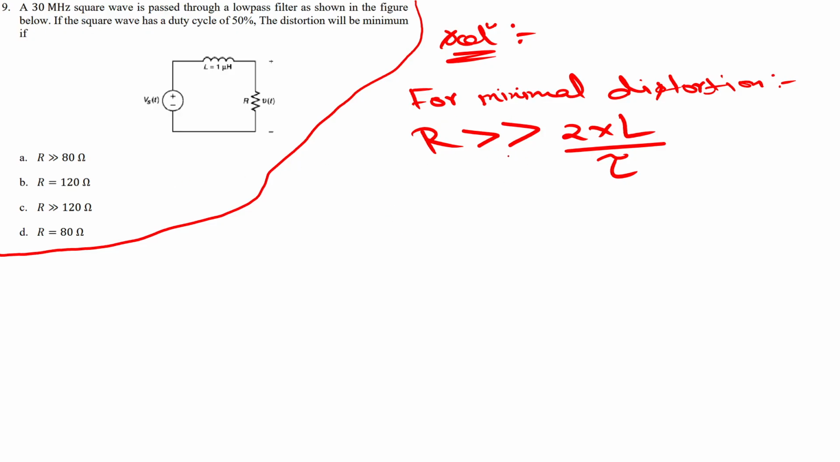So this R should be great. It should be very large compared to 2 times L by tau, where L is the inductance of this inductor, which is given as 1 microhenry here. And the given frequency F naught is 30 megahertz. The square wave which is passing through this low pass filter is 30 megahertz.